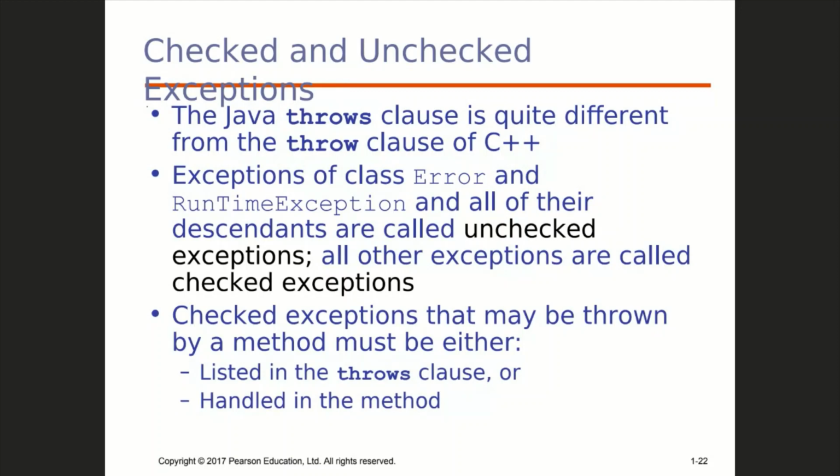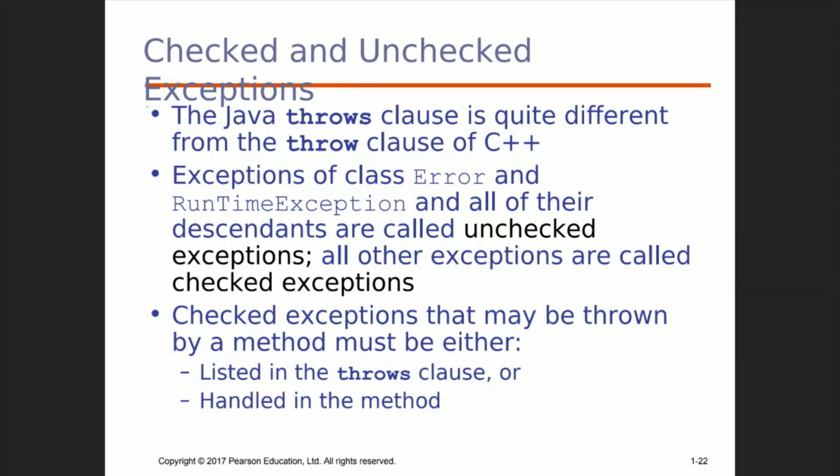Exceptions of class Error and RuntimeException and all their descendants are called unchecked exceptions. The ones I was telling, like null pointer exception and array index out of bound exception, all come under the category of unchecked exceptions. The examples I'm giving, null pointer, array index out of bounds, arithmetic exception, number format exception, are descendants of RuntimeException, and all the other remaining exceptions are called checked exceptions.